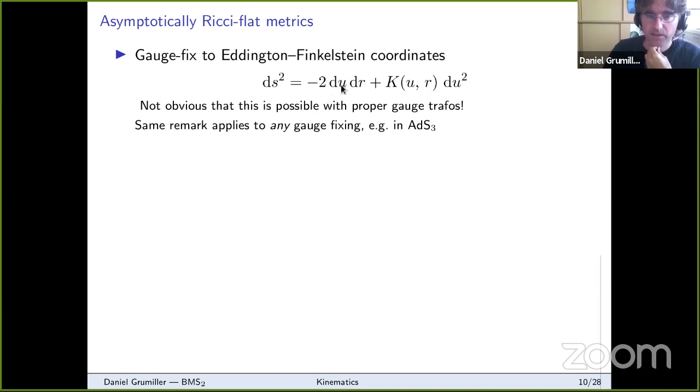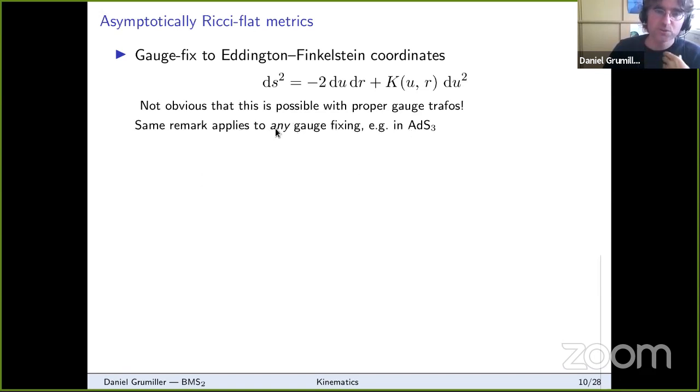So we use retarded time u, some radial coordinate r, and the line element is of the form ds squared is minus 2 du dr, plus some function of u and r times du squared. Now, it's not obvious that this is possible with proper gauge transformations. This is a caveat that applies to any gauge fixing that you do when you make some asymptotic expansion. It also applies to Fefferman-Graham expansions. The Fefferman-Graham theorem tells you that you can always put, for instance, any asymptotically AdS3 metric into Fefferman-Graham form. That's a true statement, but it's not evident that you can always achieve this by some proper gauge transformation.